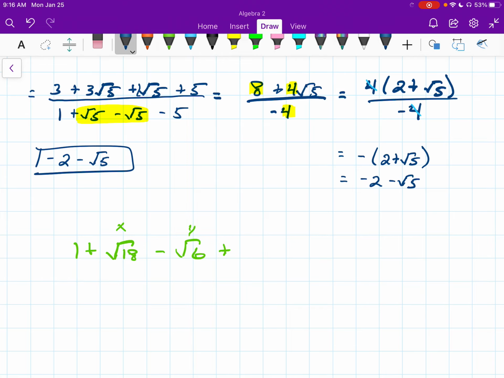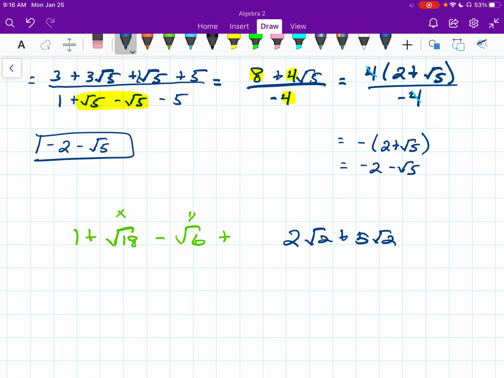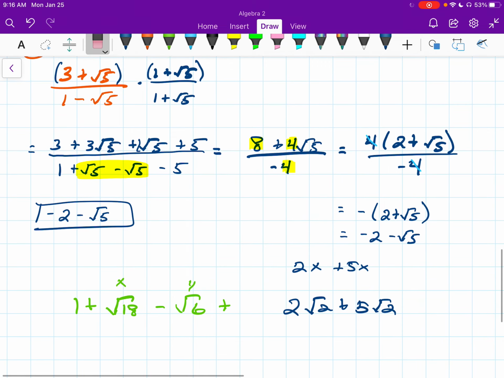If you have 2 root 2 plus 5 root 2, and you're like, I have no idea what to do, think about what if this was 2 root x plus 5 root x, or just 2x plus 5x. Think about it in those kind of terms, and then I think it makes it a lot easier, right? Go back to what we learned in middle school or whatnot and use those ideas. So, all right, that's that.